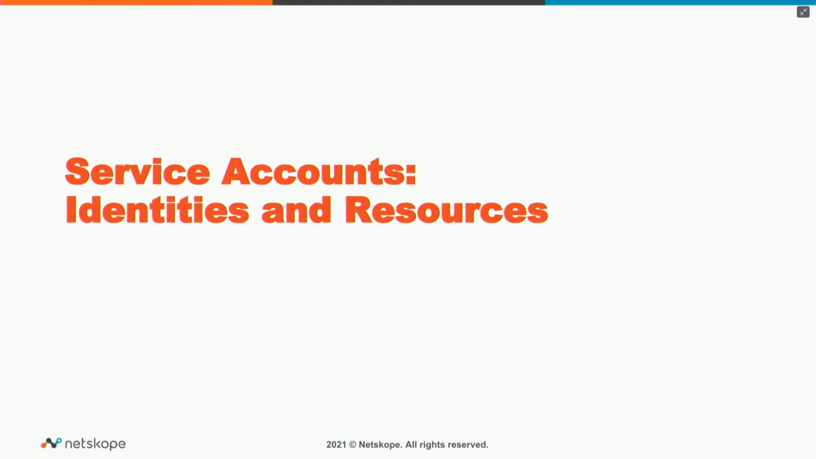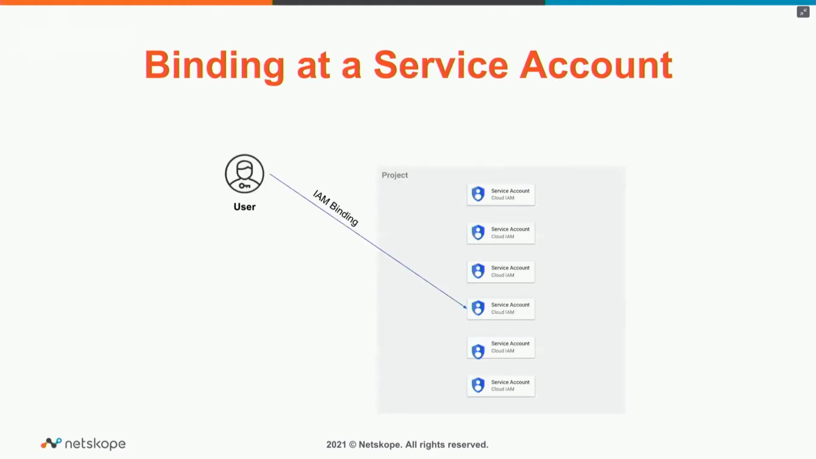Okay, so now let's dive a little bit more into service accounts. Like I mentioned, they are a resource, so they need to be created within a project. In this example, I have a bunch of service accounts I've created within one project, and I want to give one of my users the ability to enumerate and impersonate a service account. So what I do is create an IAM binding that says this user can act as this service account, and I bind it right at the service account as a resource. What this means is that the user cannot enumerate or impersonate any of the other service accounts in my project.